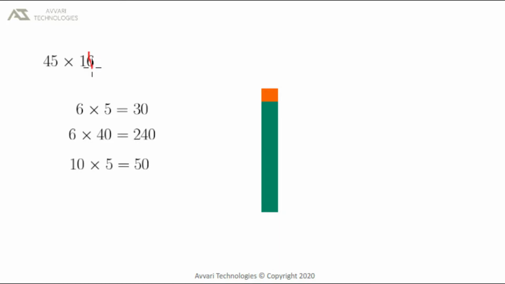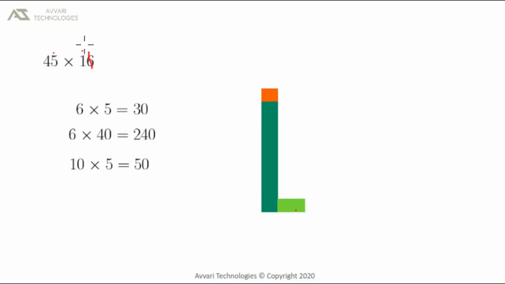Now we will move on to the 10th place. In the 10th place we have 1. Since it is in the 10th place, we have to consider 1 as 10. So 10 into 5 is 50. If we draw a rectangle of width 10 and height 5, we will get this.